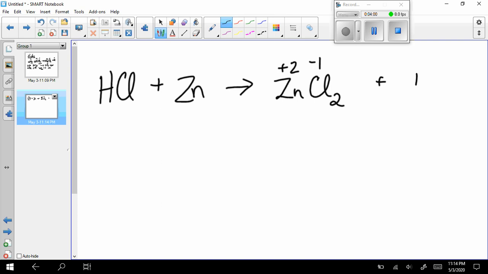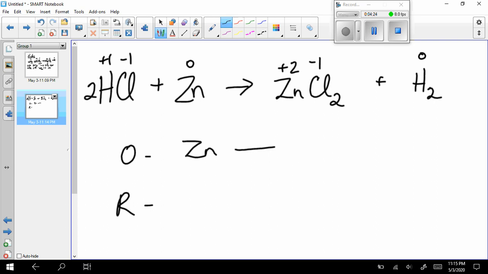And then hydrogen is going to be all by itself, but I know that's one of the diatomics, so I have to put a 2 on there. Okay, I balance it by putting a 2 here. You're a plus 1, you're a minus 1, you're a 0, and you're a 0. So oxidation, reduction.